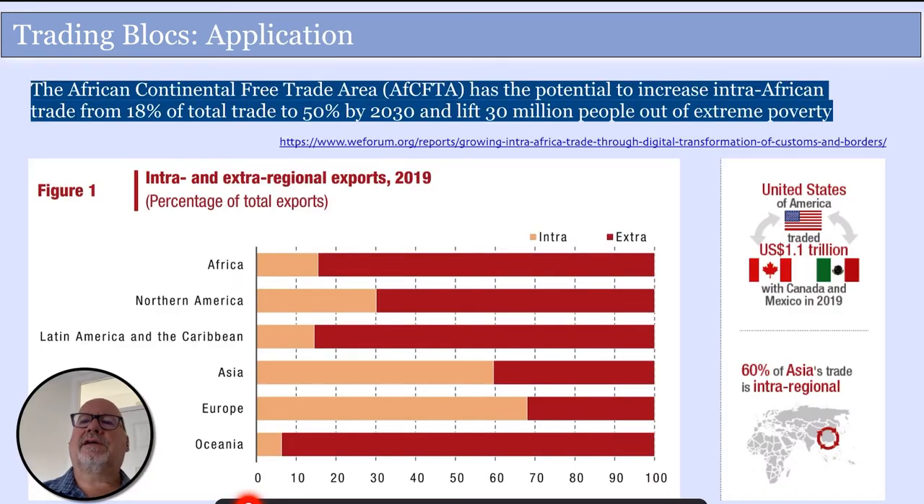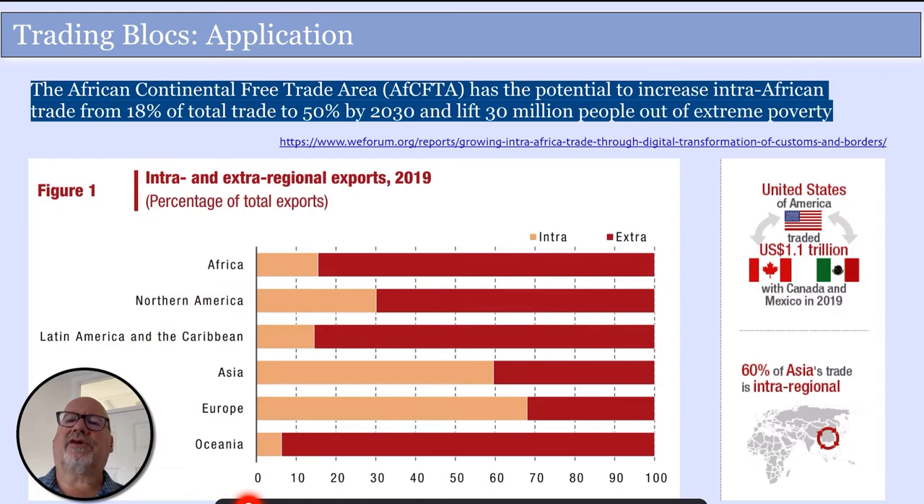Give you an idea, we've talked about this before. This is Africa at the moment, trading about 15% between themselves, but they've just started an African Continental Free Trade Area. This comes from the World Economic Forum, and it says that 18% of trade will go up to 50%. So this number here could rise up here. Brilliant example in that quote of reasons why trading blocks will cause a change in the pattern of trade.